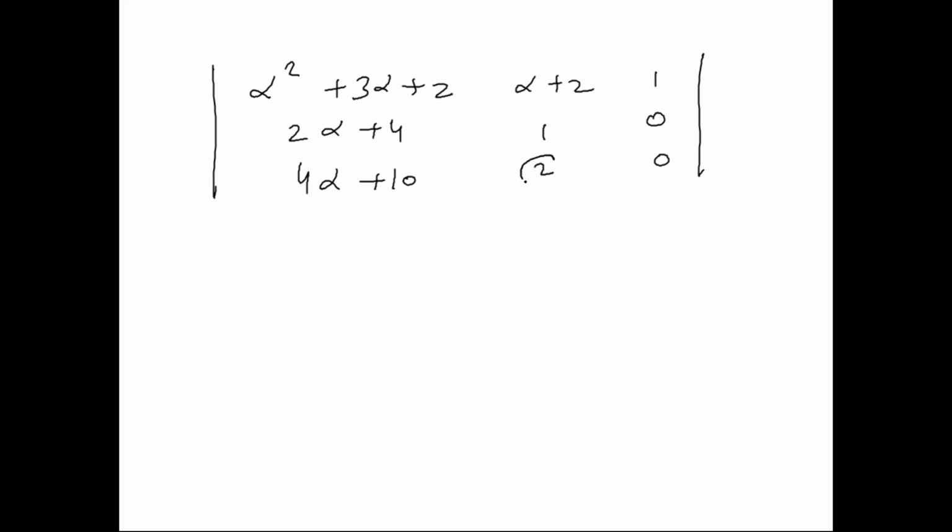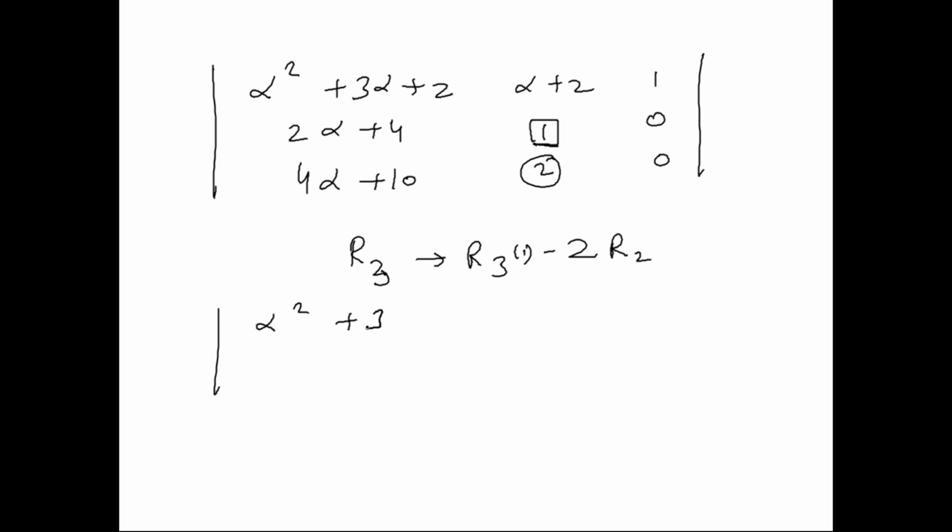Now again we will make this 2 into 0 with the help of this 1. What will the operation be? Row 3 affected row 3 minus twice row 2, the logic we learned earlier. This will become alpha square plus 3 alpha plus 2, alpha plus 2, 1; 0, 0, 0; 2 alpha plus 4, 1; and it becomes 4 alpha plus 10 minus 4 alpha plus 8. So it becomes 2 over here.